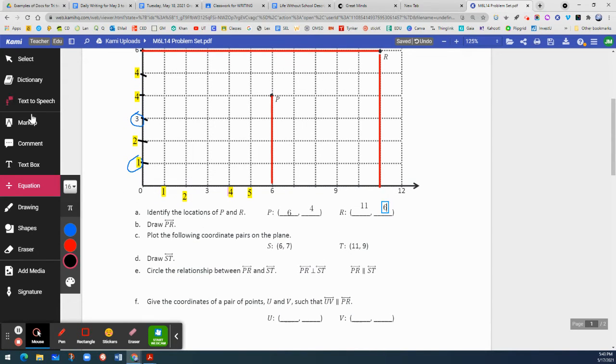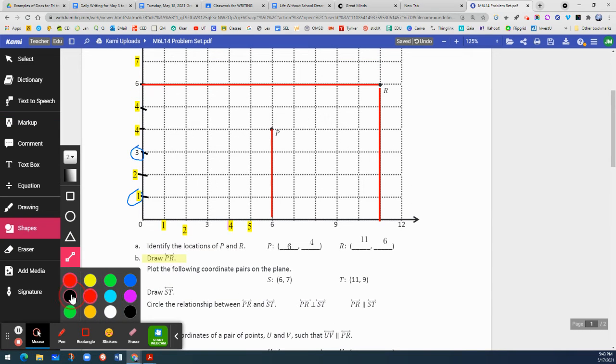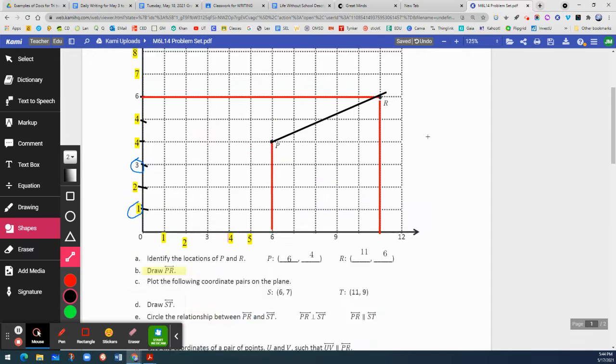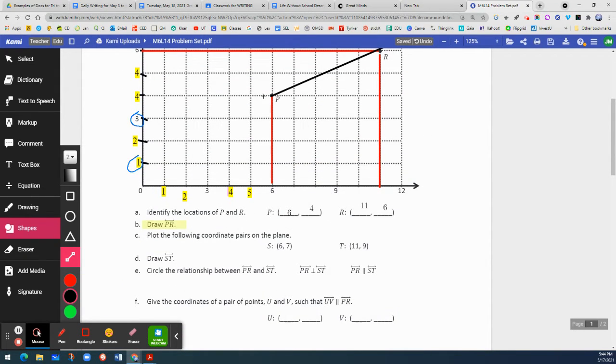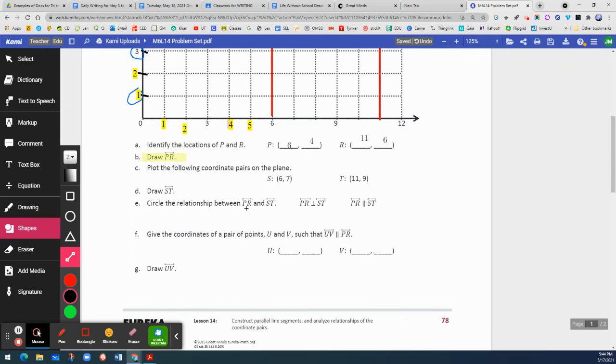Now it's telling us here, this is very good information. Draw a line. The little arrow on the top means draw a line from P to R. So that's exactly what we're going to do. I'm going to choose a different color and draw a line from P to R. And there it is. There is the line. Can you go across? Yes, you can. So that will be the line.